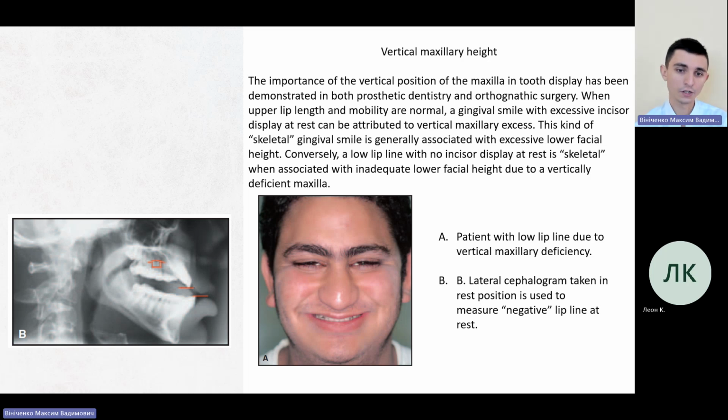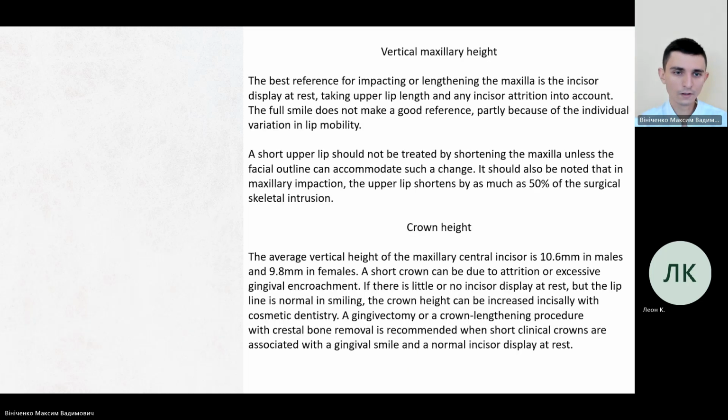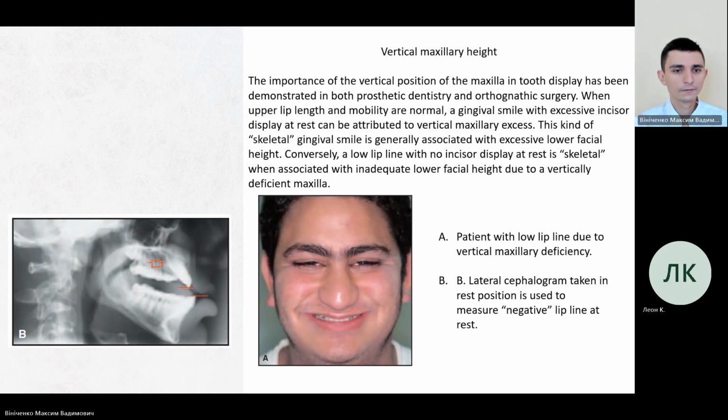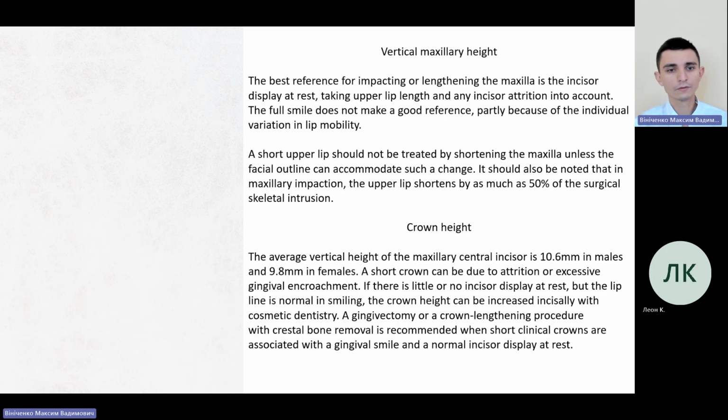In the picture, you can see a patient with low lip line due to vertical maxillary deficiency, and to the right, you could see the lateral cephalogram taken in the rest position, which is used to measure the lip line at rest. The best reference for impacting or lengthening the maxilla is the incisor display at rest, taking upper lip length and any incisor attrition into account.